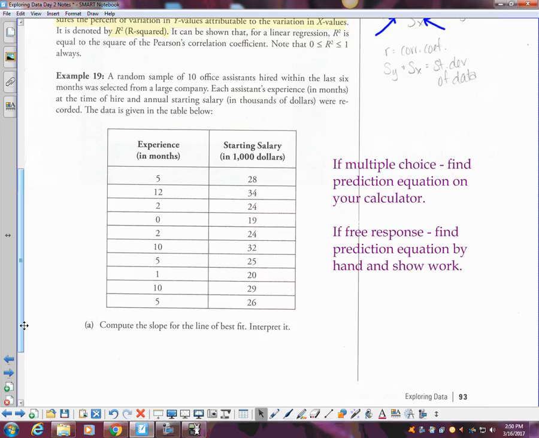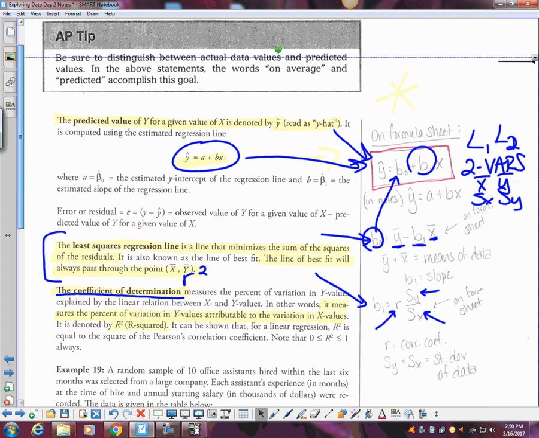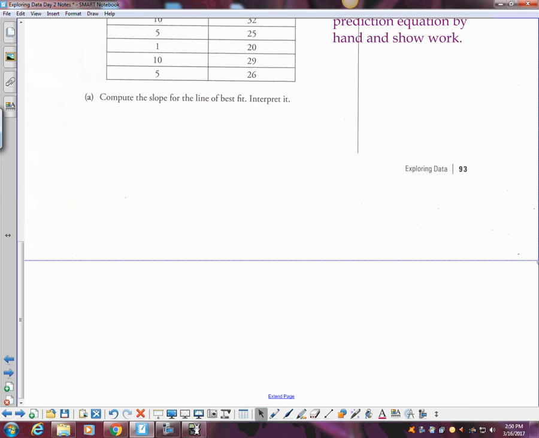Now, if this is a multiple choice question, you use L1, L2, you let your calculator find you the equation. That's easy peasy. But if this is a free response question, you have to find the prediction equation by hand, and you have to show your work. Okay? So, compute the slope for the line of best fit and interpret it. Okay, so here we go.